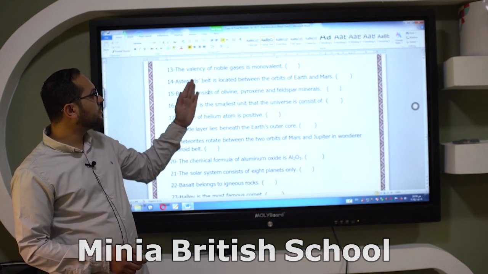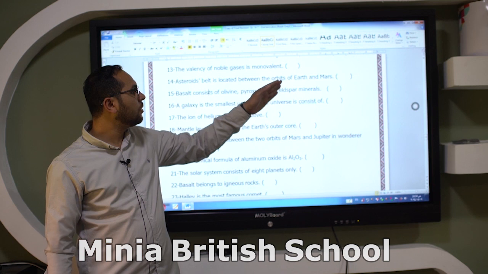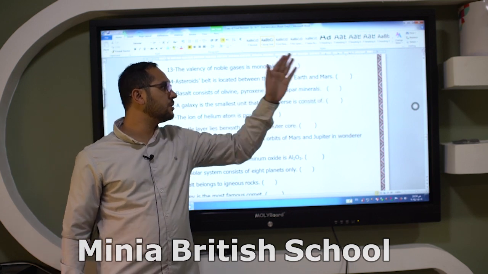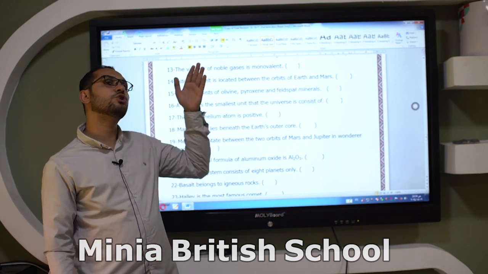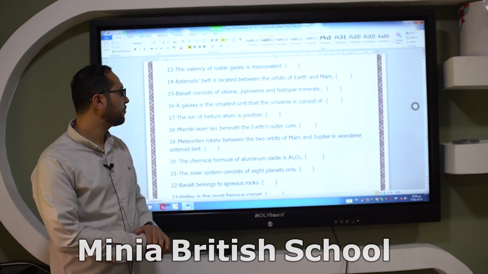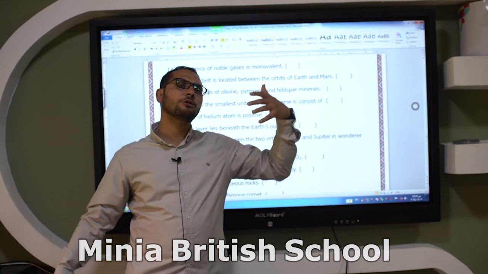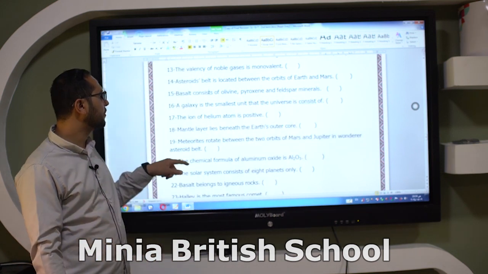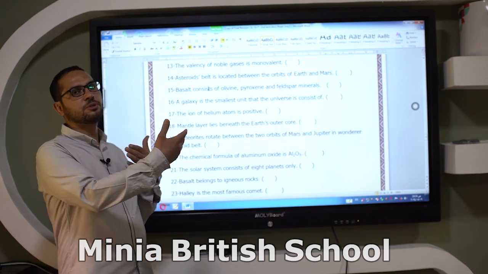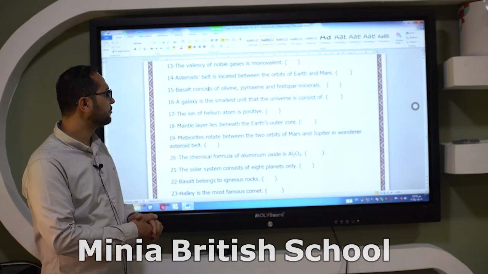The asteroid belt is located between the orbits of Earth and Mars. No, this is wrong. It is between Jupiter and Mars, or we can say between the inner planets and the outer planets. It separates the inner from the outer.